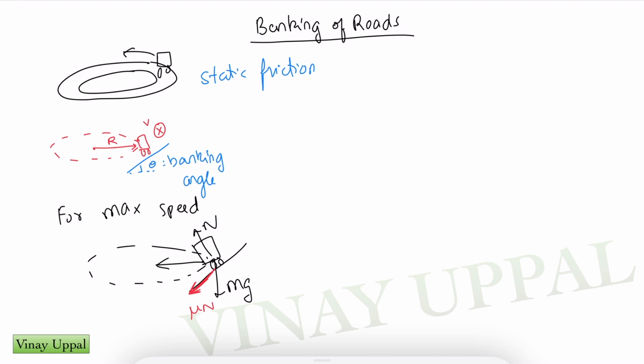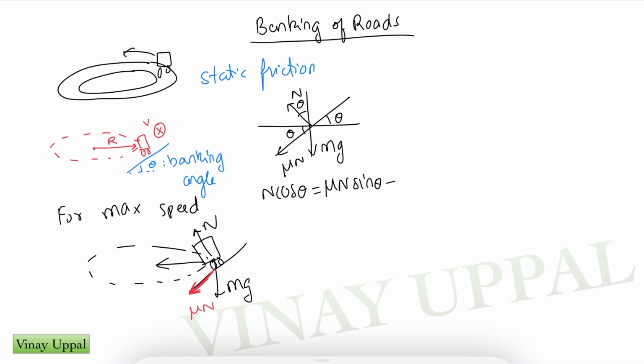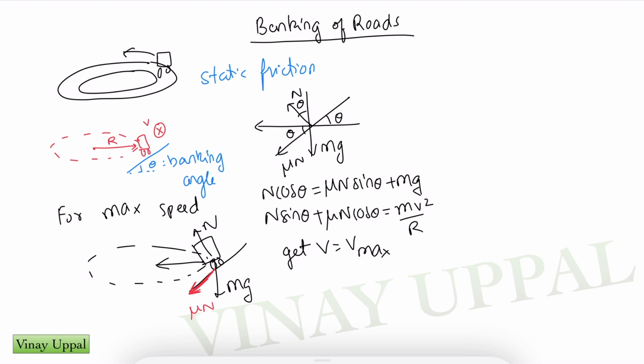So let's just write those equations. My FBD would have a normal force, mg, and mu n in this manner. So in the vertical direction, I can write n cos theta should balance out mu n sin theta plus mg, and in the horizontal direction, to the left, n sin theta plus mu n cos theta should be equal to mv squared by r. Just eliminate n by dividing the two equations and you will get v, which will be the maximum speed. You don't have to remember the expression. You can just solve this set of equations in the exam.